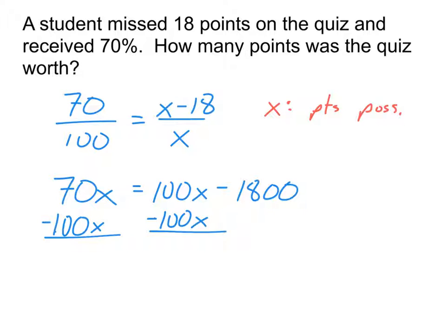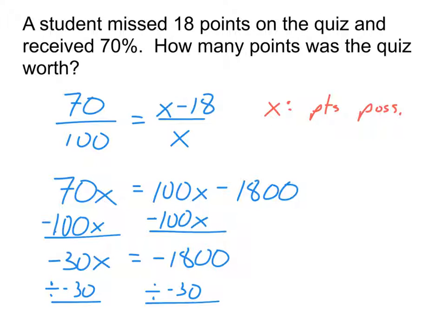Can you add, this is what I did, I added 18, how do I say that, 1018? All right, and then once we're here, we would then divide both sides by negative 30. And when you do that, notice the negative divided by negative is a positive, and so we end up with 60. So this quiz was worth 60 points.